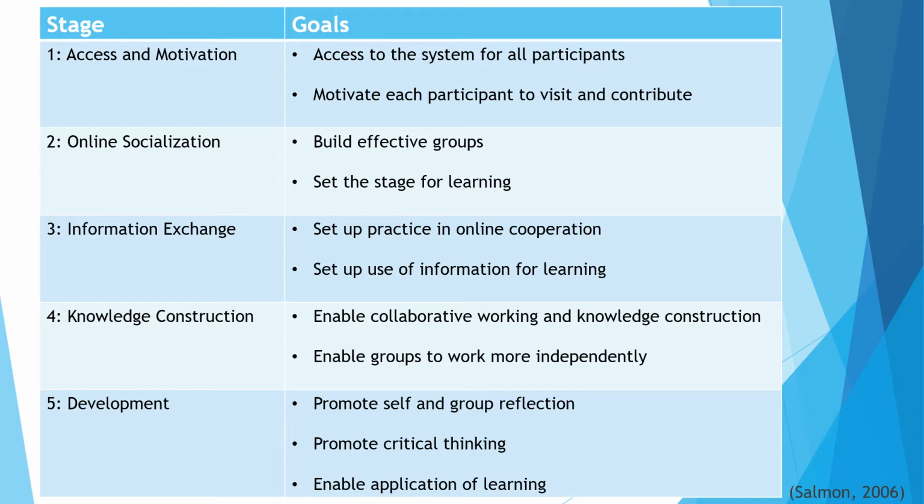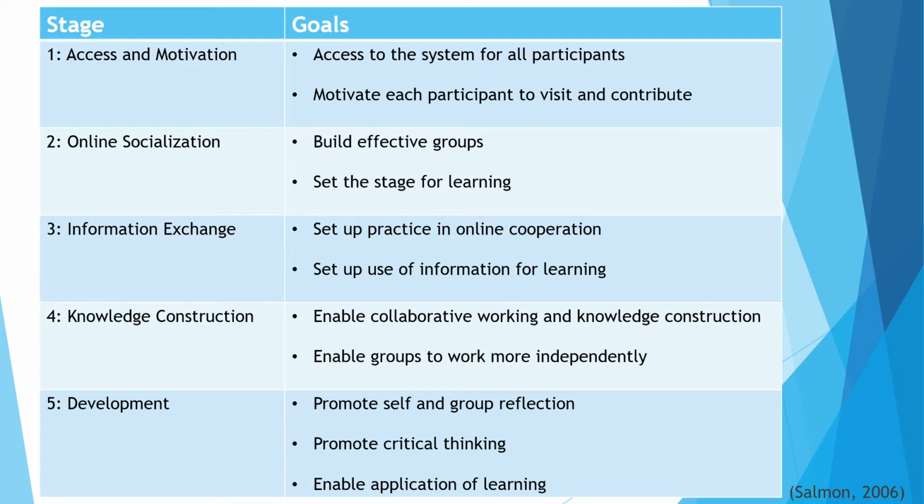This will involve setting up activities that allow students to experience the benefit of working together in a virtual learning environment. Stage 3, information exchange, involves establishing practice in online cooperation and using information for learning. This can be achieved by creating activities which require a small group of students to complete, while also ensuring that dialogue is promoted within the group.